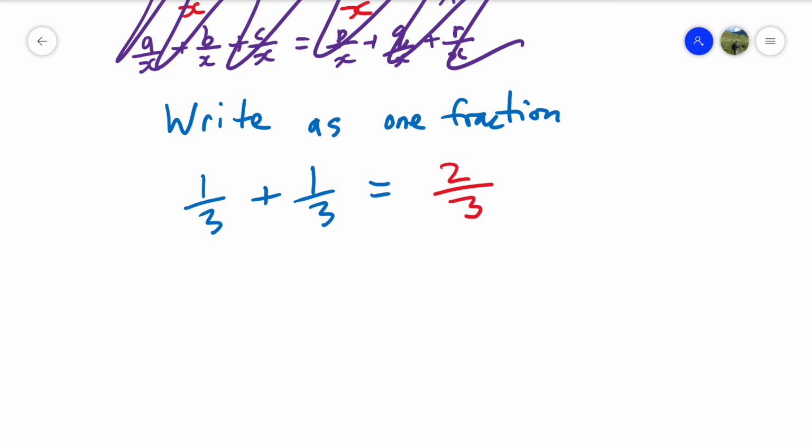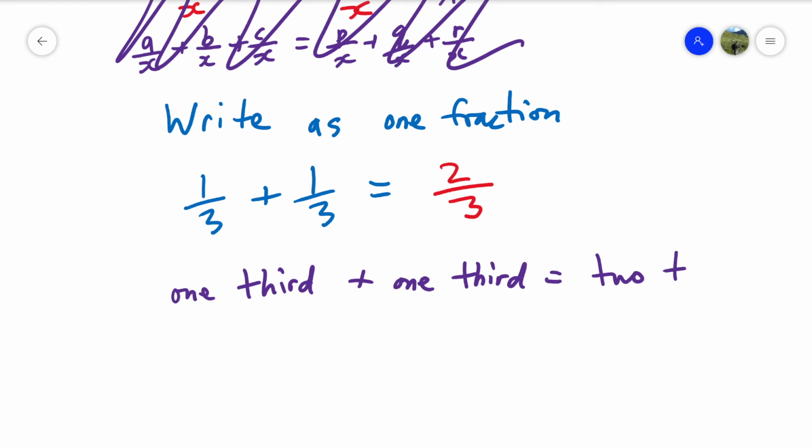What is 1 elephant plus 1 elephant? 2 elephants. What is 1 pencil plus 1 pencil? 2 pencils. What is 1 blubbler plus 1 blubbler? 2 blubblers. What is 1/3 plus 1/3? Maybe if I write it with words it'll be clearer. That's 2/3. There we go. That's the way to think about it.